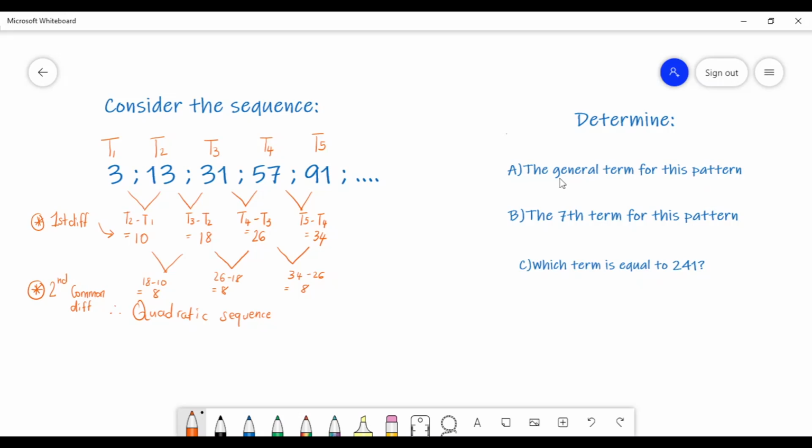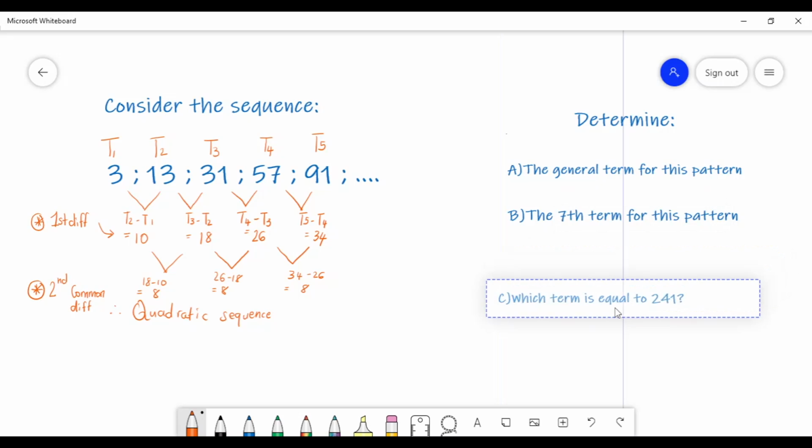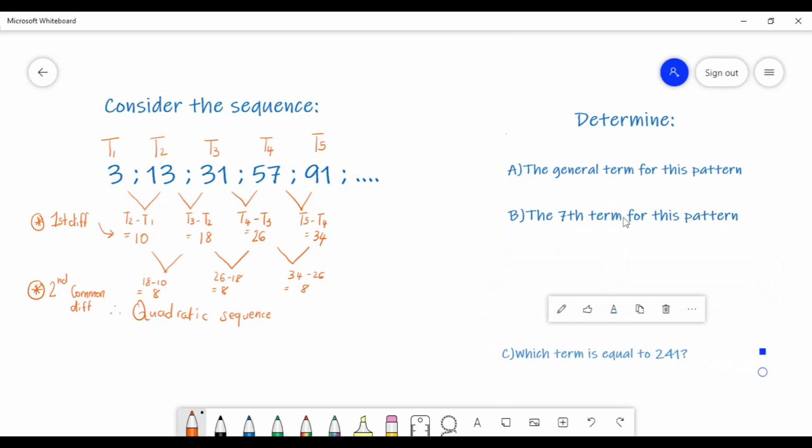Okay, guys. If they're saying the general term for this sequence, it's the same as them saying you need to determine the nth term of the sequence. So you need to determine the formula that you are supposed to use for this sequence to get any term on the sequence. Let's not be deterred by the use of the word general term instead of the word nth term. So we're going to get started.